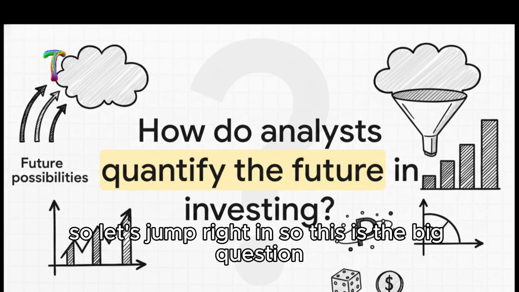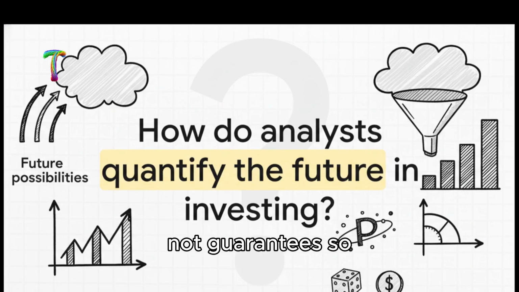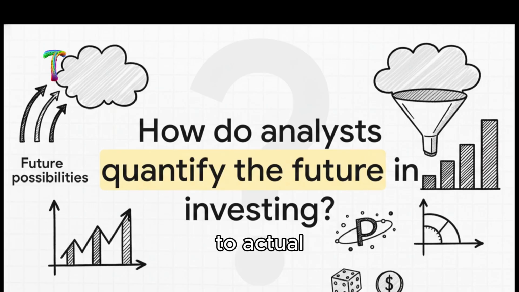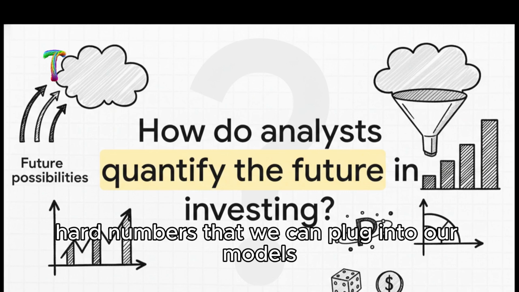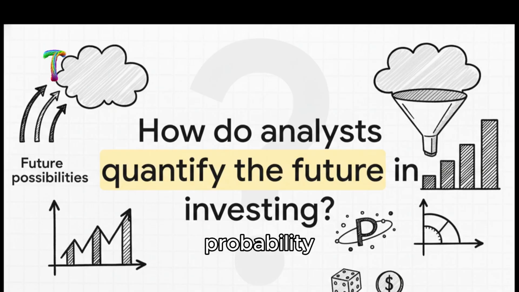So this is the big question, right? The entire market is built on possibilities, not guarantees. So how do we go from just a hunch about the future to actual hard numbers that we can plug into our models? Well, the answer lies in understanding the language of probability.